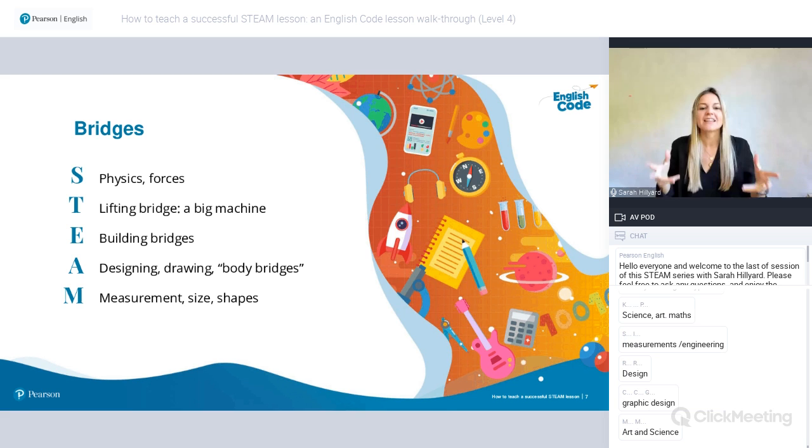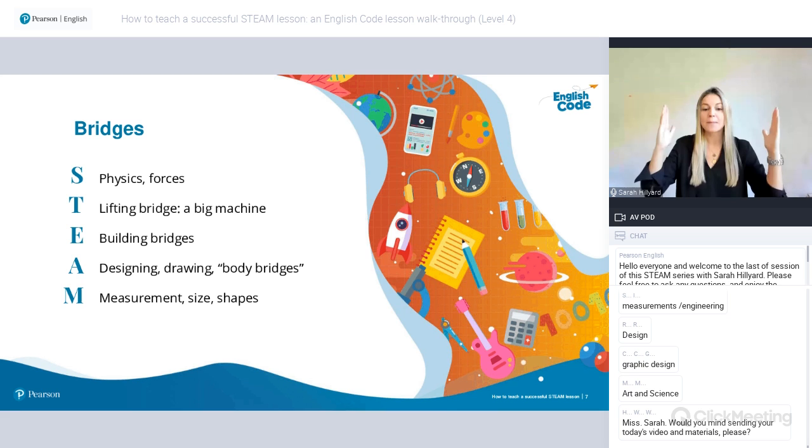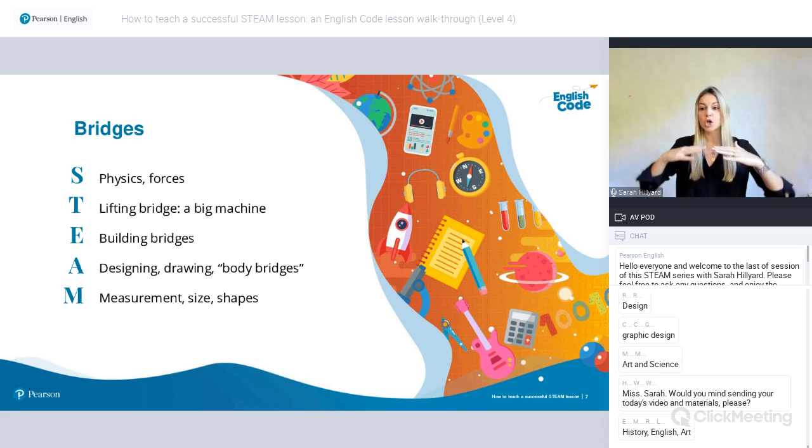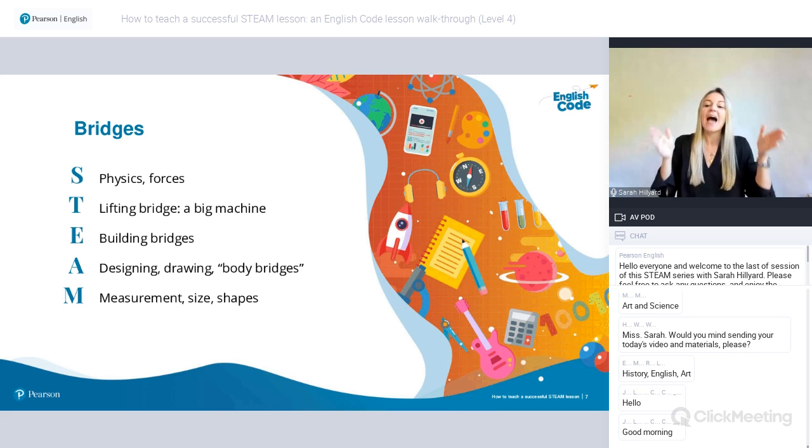We can look at the science, the physics, forces on the bridge. We can look at technology. What about lifting bridges? A lifting bridge is a big machine, isn't it, really? A bridge is actually a big tool or a big machine that was created to help people in their daily lives. It has a function, which is to let people across from one side to the other, for example, over a river. So it has a function. And this is the definition of technology in STEAM.